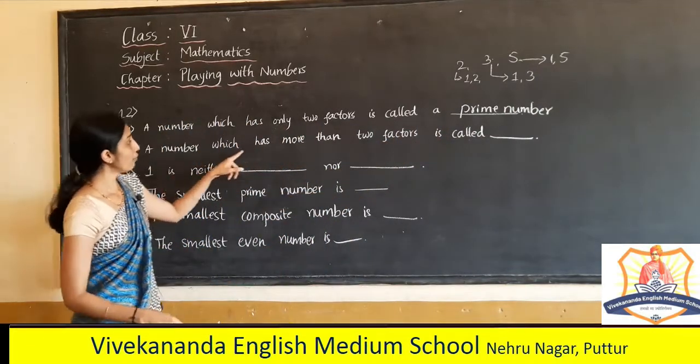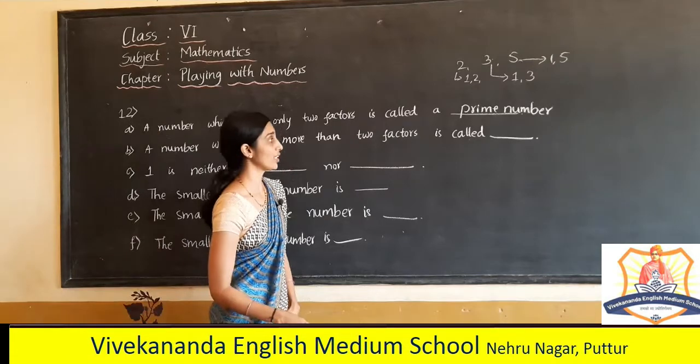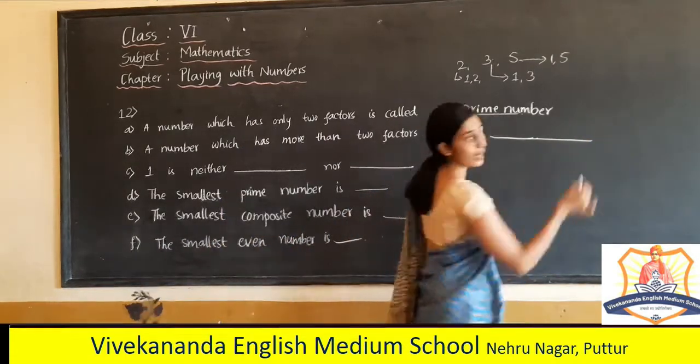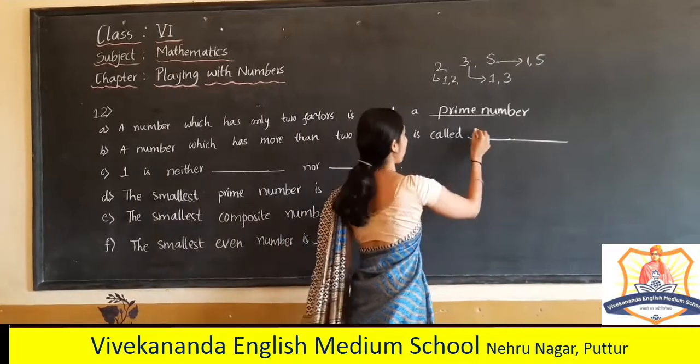A number which has more than 2 factors is called dash. Other than a prime number, it is, yes, a composite number.